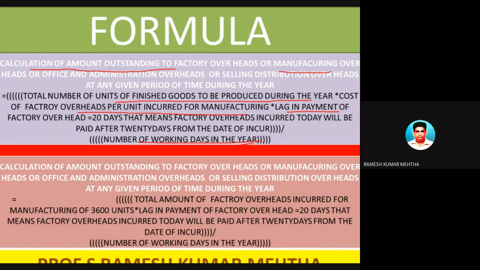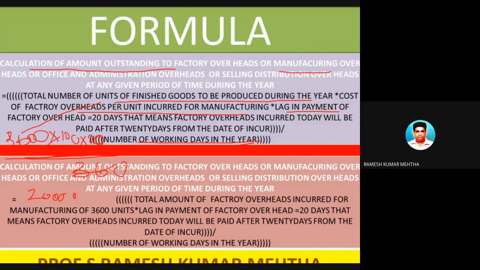If you look carefully, the total number of units produced during the whole year is 3,600 units, as you may remember. Into the factory overheads cost incurred per unit of finished goods manufactured, which is 100 rupees. To manufacture one unit, you need to spend 100 rupees of factory overheads. Into the number of days later you are going to make the payment, which is after 20 days, divided by the number of days in a year, 360. If you calculate, you will get 20,000 rupees.